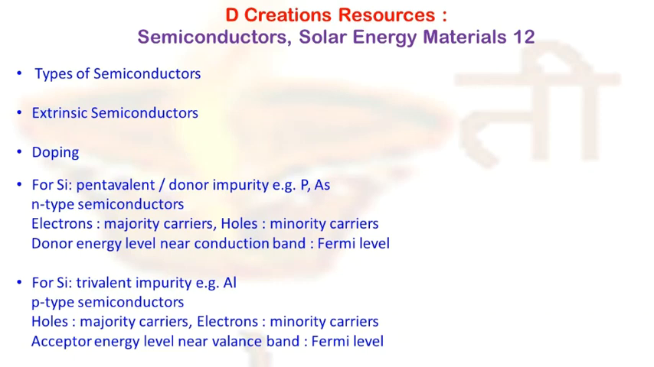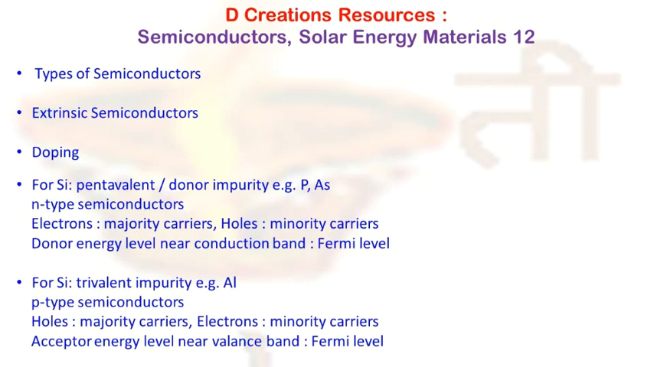Of course, we can't add any random impurity. They have to be selected in such a way that it either increases the electron concentration or hole concentration. So there are going to be two types of doped semiconductors. There will be N-type semiconductor in which the number of electrons is significantly larger than the holes. And there will be P-type semiconductor in which the hole concentration is significantly larger than the electrons.